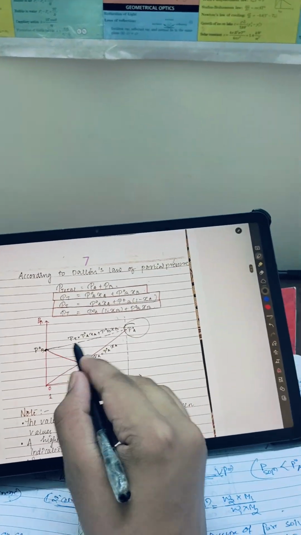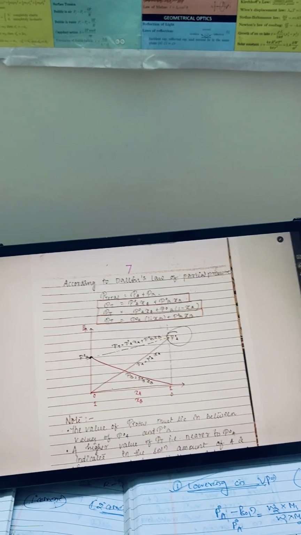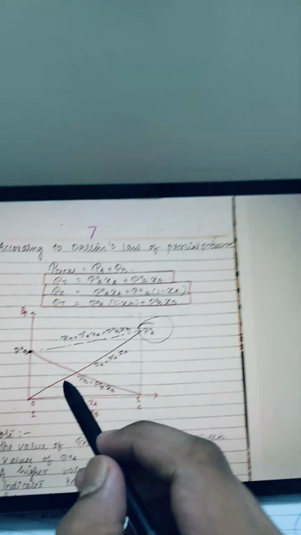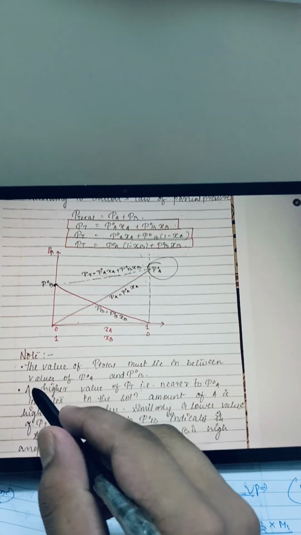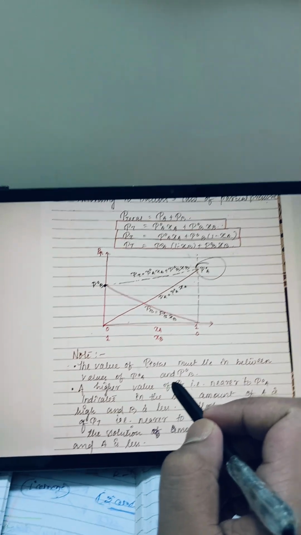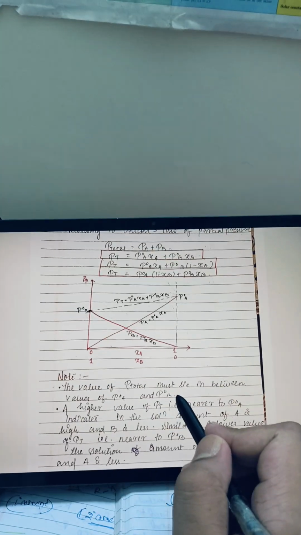So how would we get this thing? Basically, it's telling you that the value of P total must lie in between the values of Pa naught and Pb naught. Okay.